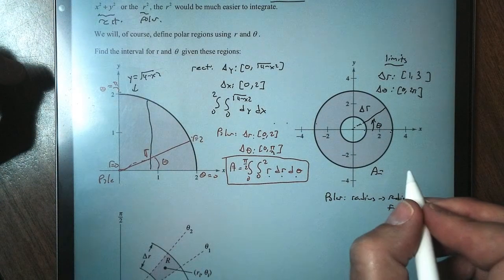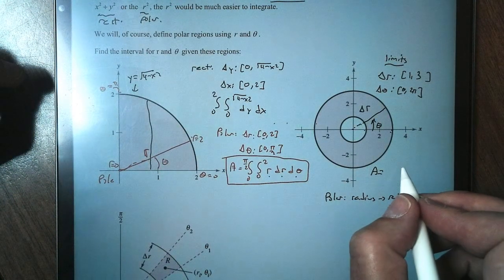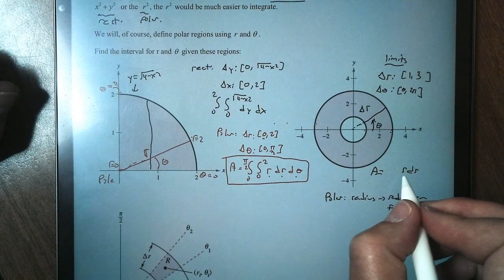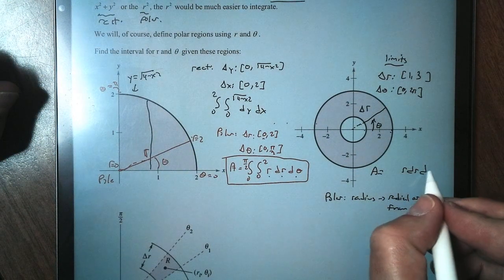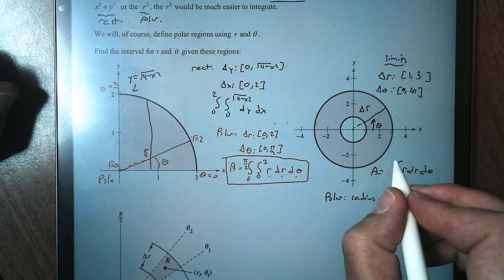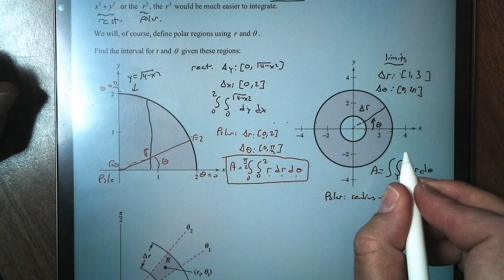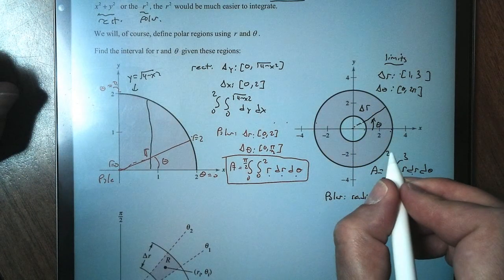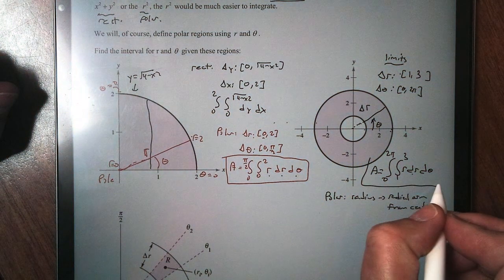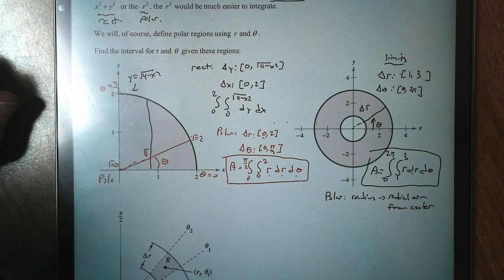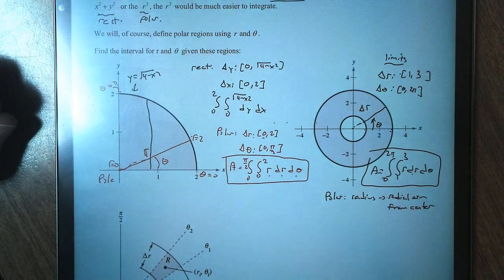We'll talk about that again, how we got that, in case you missed it or had trouble with it. So we got r dr d theta. My dr goes first, that's from 1 to 3, and my theta goes from 0 to 2 pi. And that would give us the area of the shaded region between those two circles.